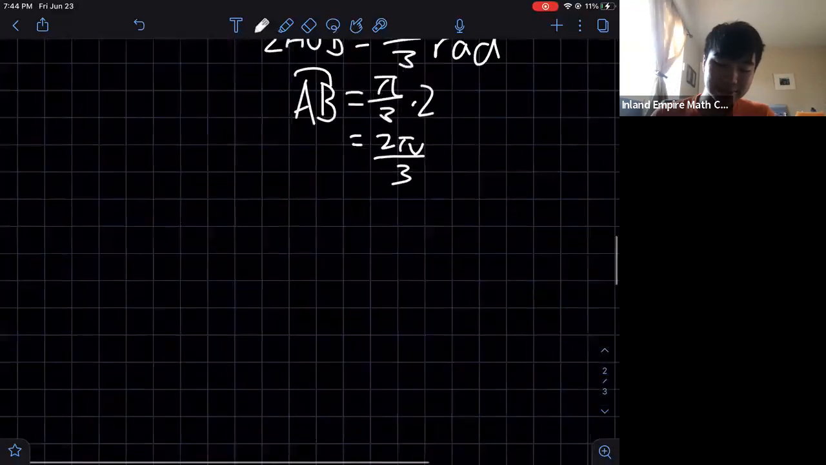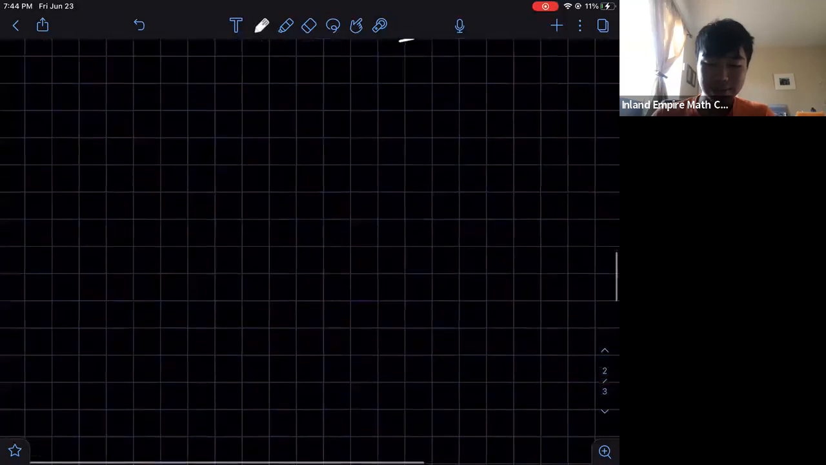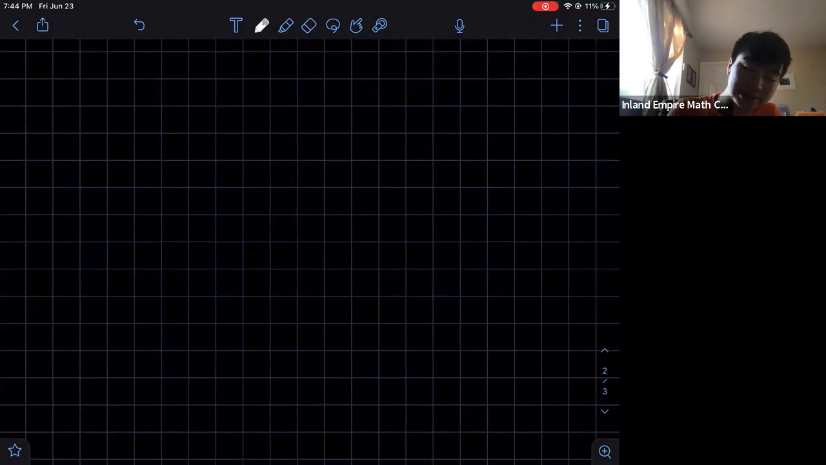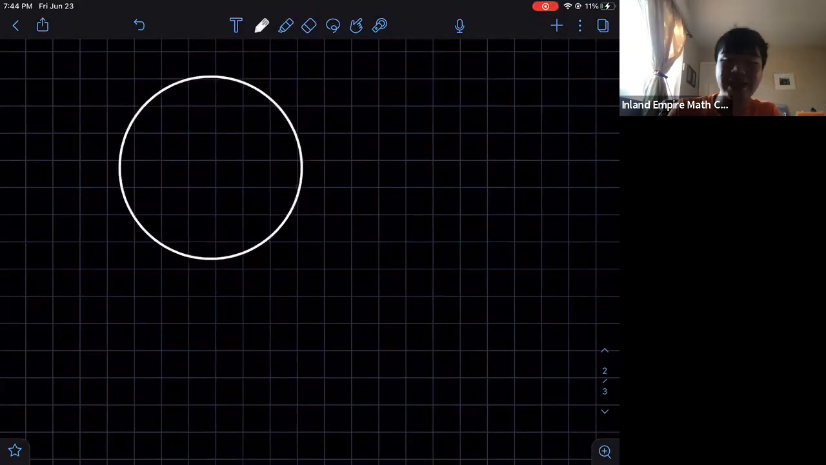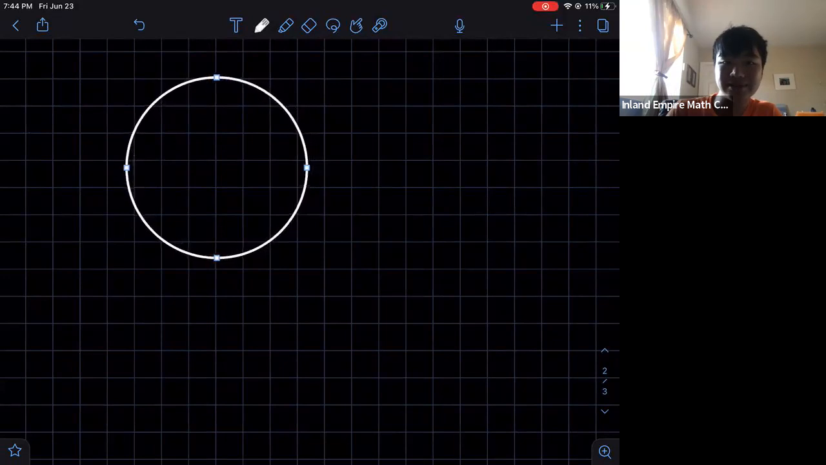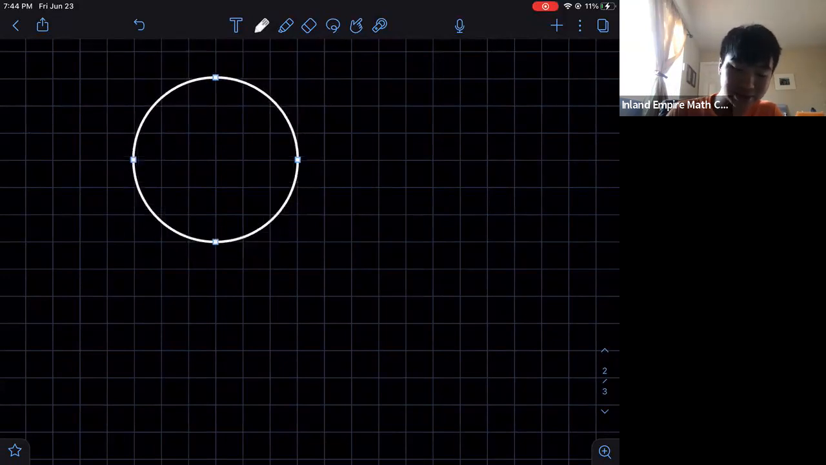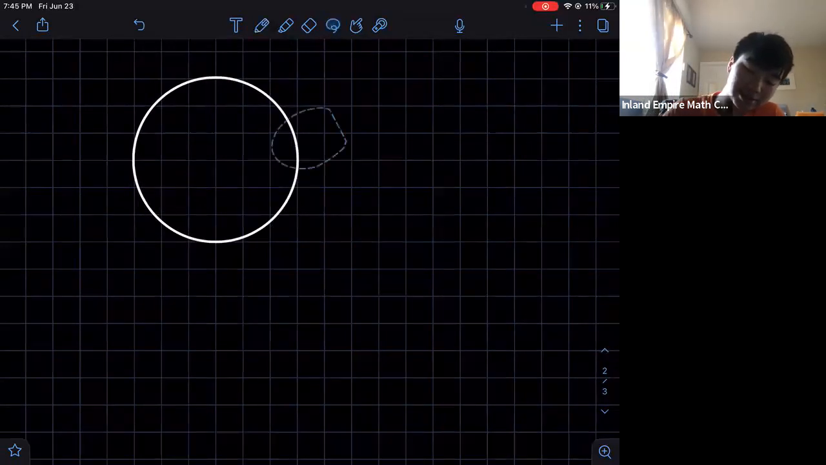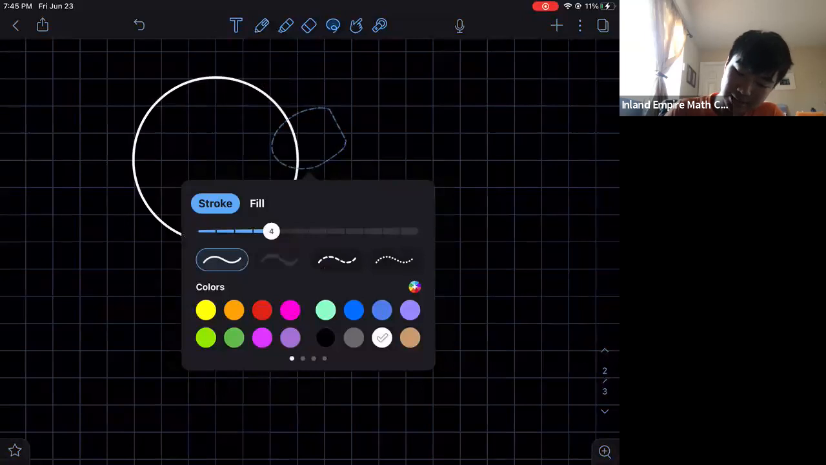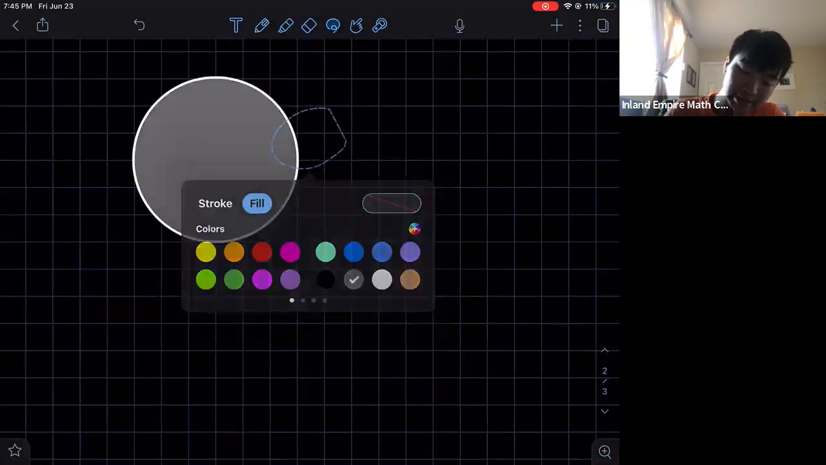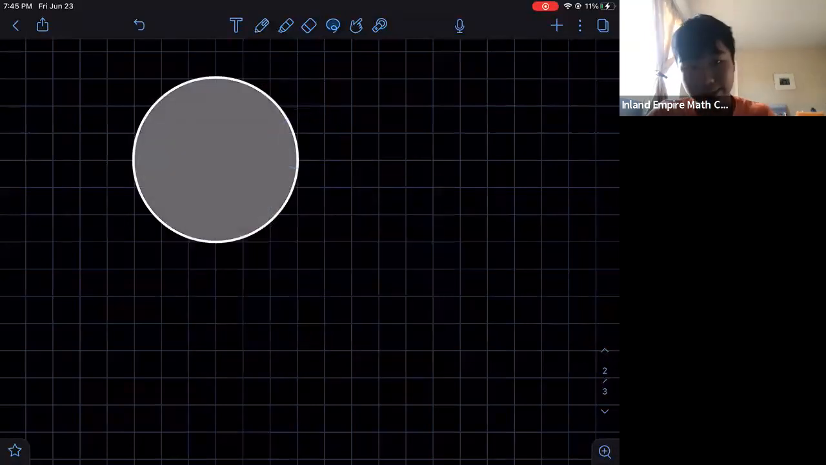So moving on from this idea of arc length, we will now talk a little bit about the area of a circle. The area of a circle is basically just the amount of area that the circle takes up. So we have a circle right here. How much space does the inside of this circle take up? So let's fill it with, I don't know, gray. What is the area of that gray space?